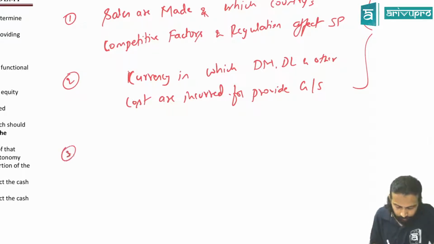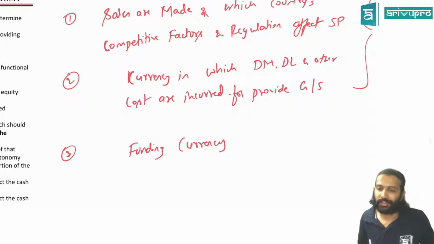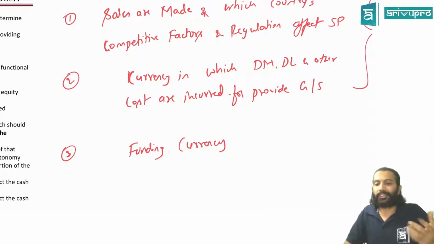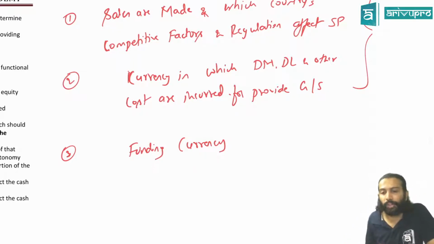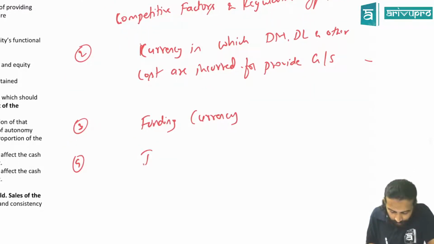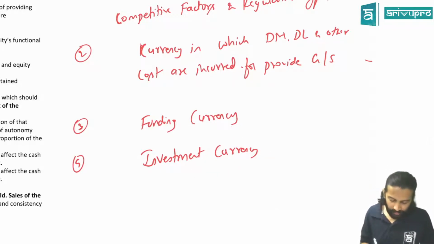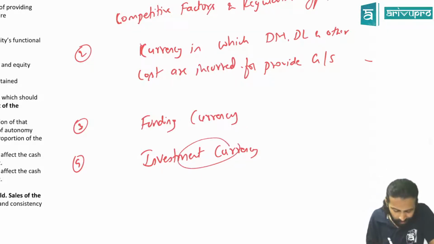One is funding currency. Funding currency means the currency in which you raise your finance. The currency in which you issued your equity shares, debentures, preference shares. So in which currency are you raising the funds? That becomes your functional currency. Fourth one is investment currency. The currency in which you make your investments or you retain your investments. That's what they will say, it's a currency in which operating receipts are retained. That is nothing but investment currency.